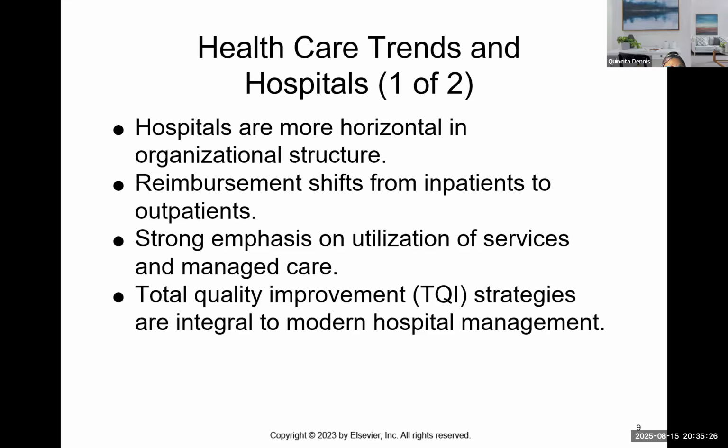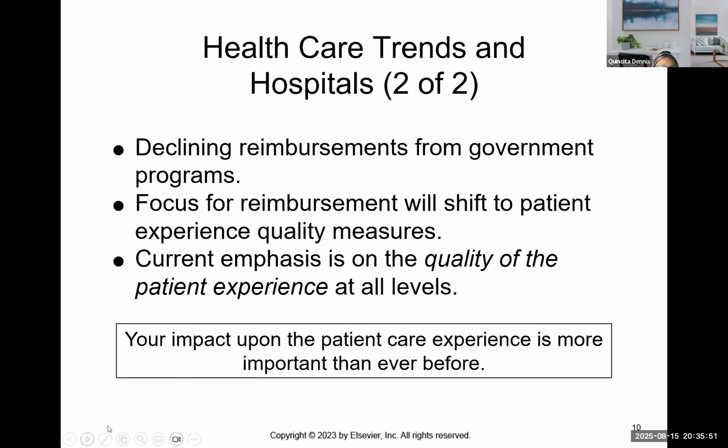This last bullet statement right there, total quality improvement. We do want to follow that model or strategy. We always want to find ways to do things better, more efficiently, and cheaper if we can, while maintaining quality for the patient. So we're moving more towards this horizontal model.